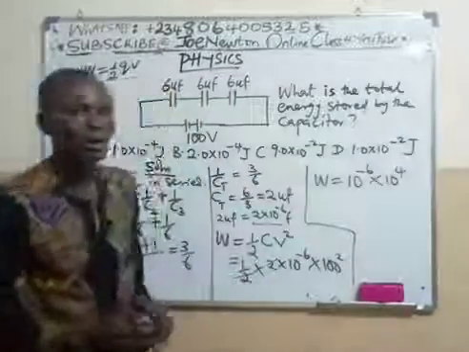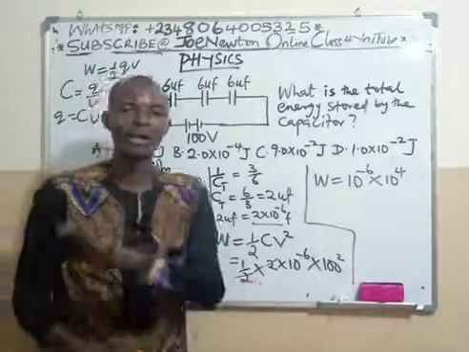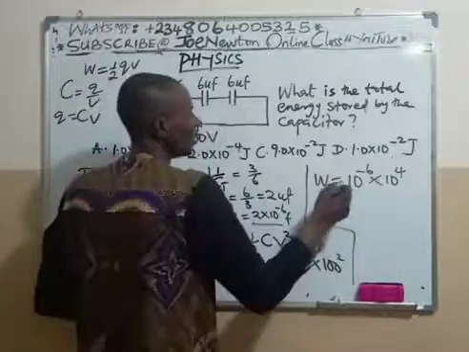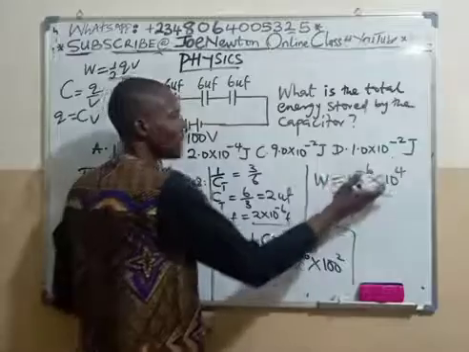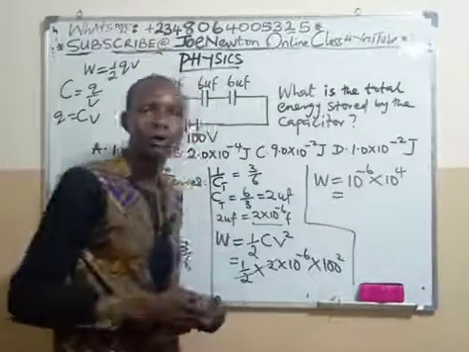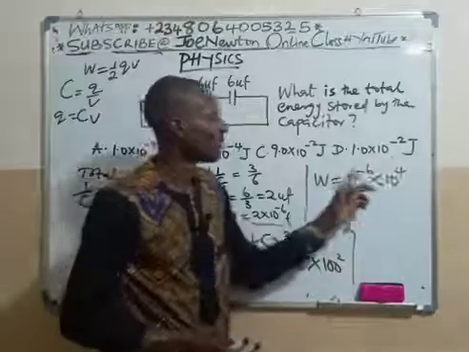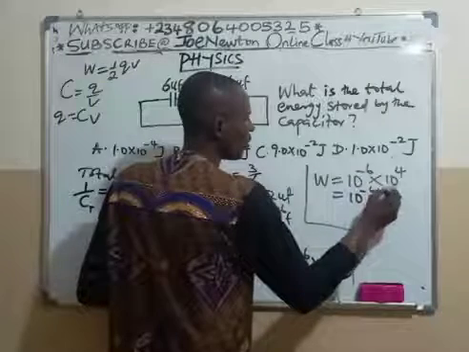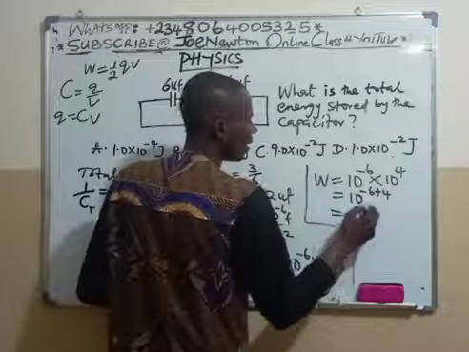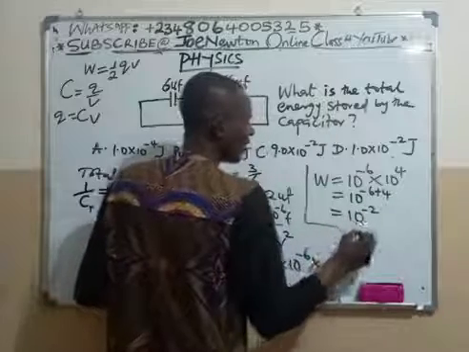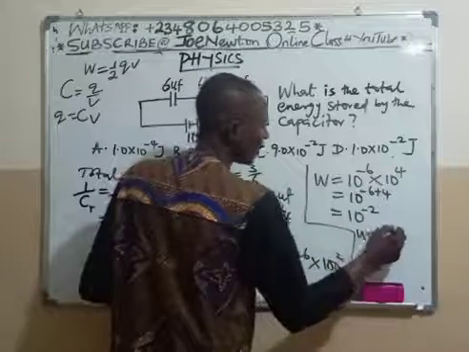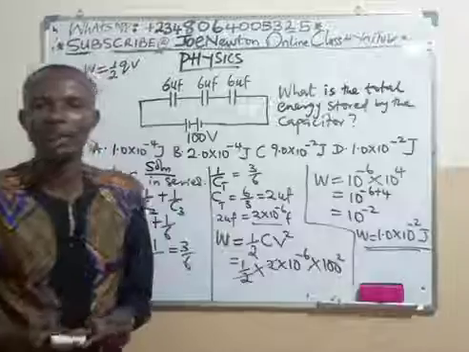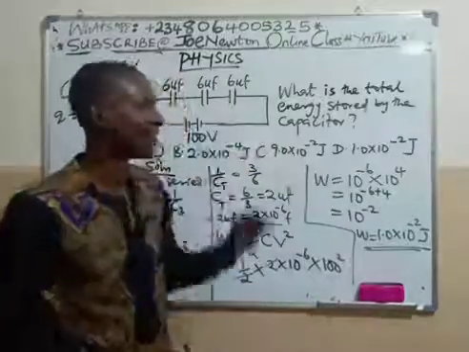Of course, 100 squared will give us 10,000, which is 10 raised to power 4. By the law of indices, multiplication is transformed into addition of the powers. So minus 6 plus 4 will give us 10 raised to power minus 2. Therefore, our work is equal to 1.0 times 10 raised to power minus 2 joules. That's the work done or the energy stored in the given capacitors here.